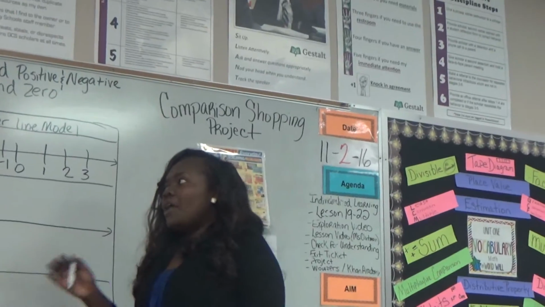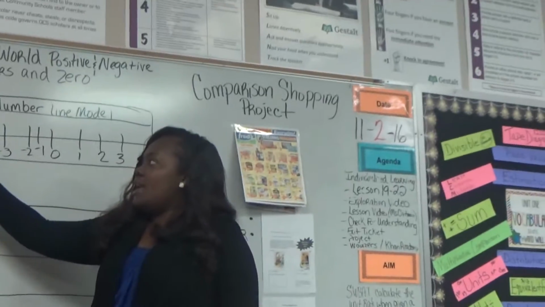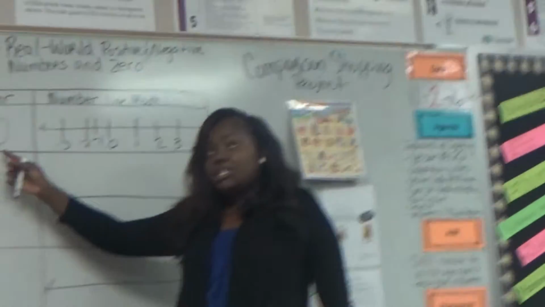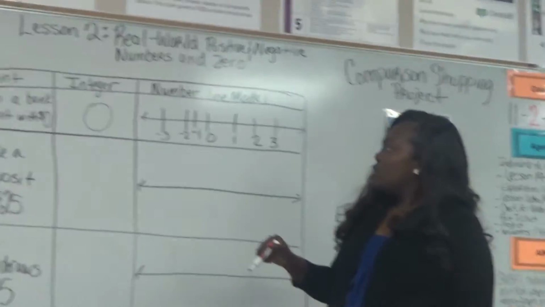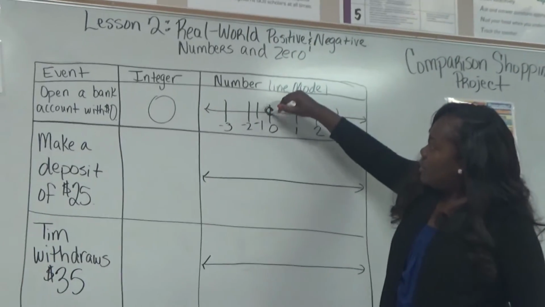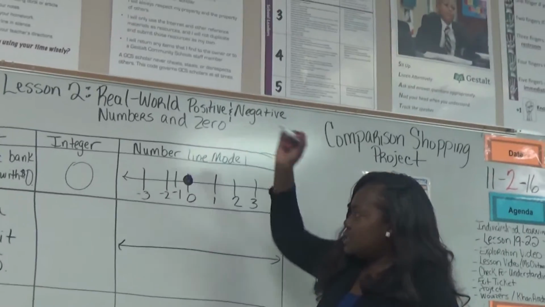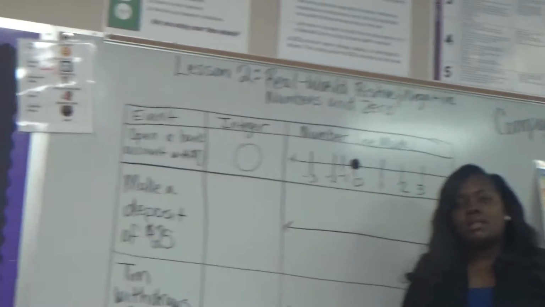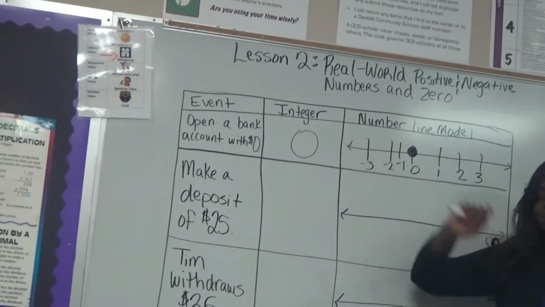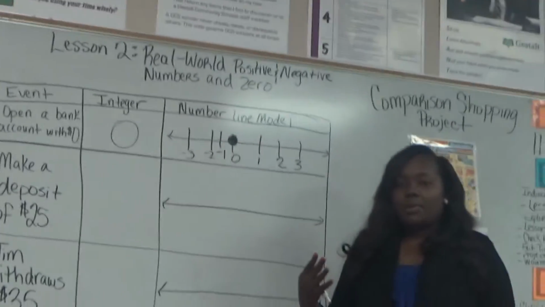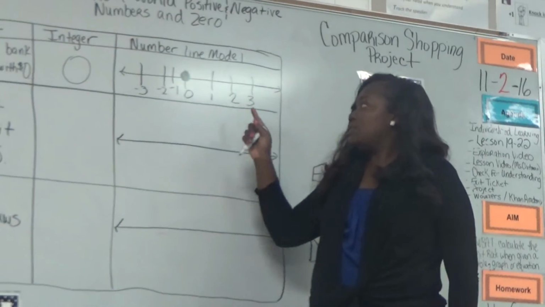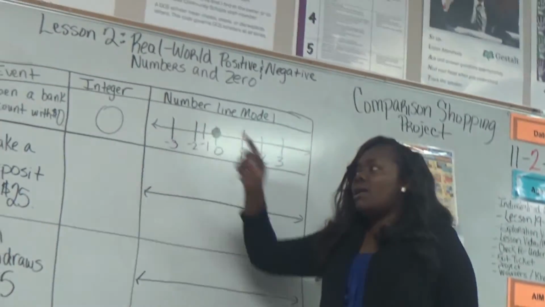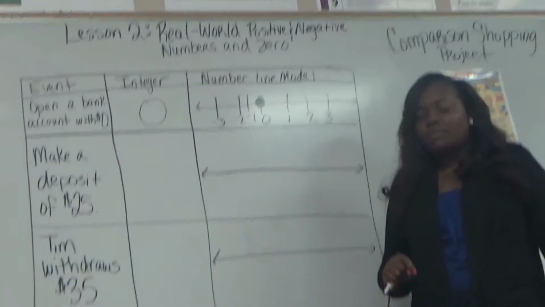So if I want to show an integer that represents 0, where will I put my dot? On the 0. So I'm going to put a big dot right here on the 0. And this is a number line that models the integer 0. Just that simple, okay? I have an appropriate scale. Each one of my numbers is increasing equally by 1, and it's increasing by 1 going down with my negative numbers as well.